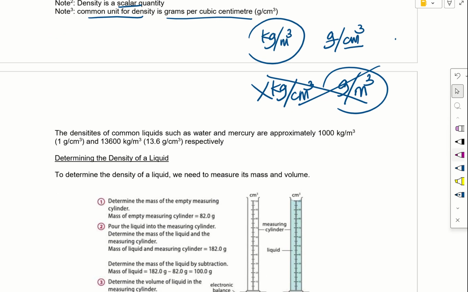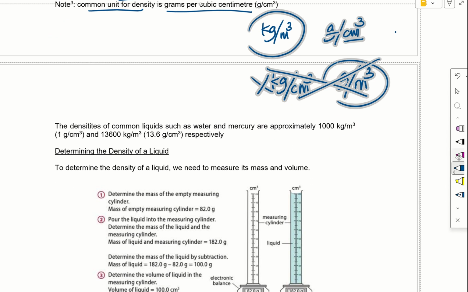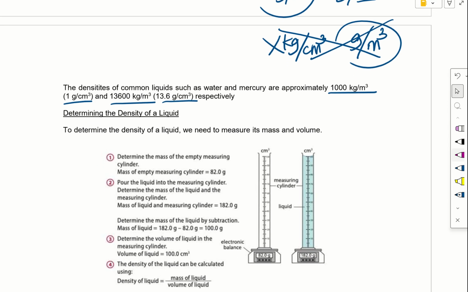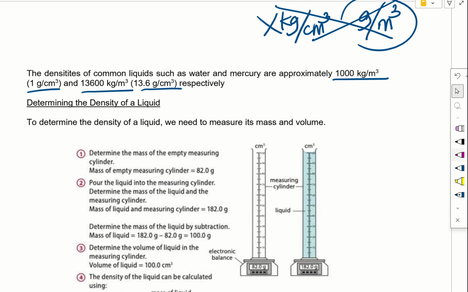So density of common liquids such as water and mercury are 1000 kg per meter cube, or 1 gram per cm cube, and 13,600 kg per meter cube, or 13.6 gram per cm cube. You do not need to memorize these values, but it will be useful if you know. So with this, I would like to use the water's density.